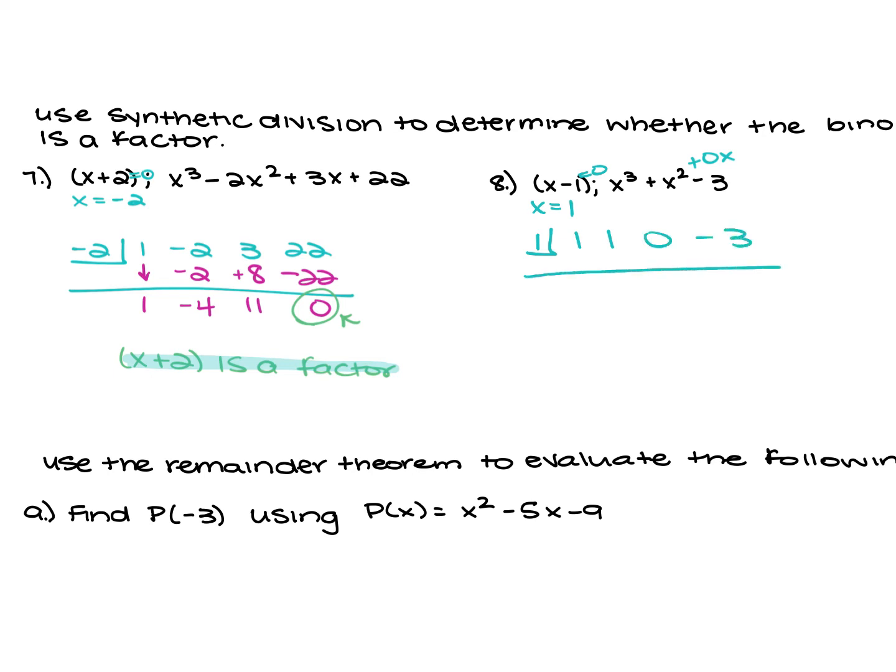Your first 1 drops down. 1 times 1 is 1. You put it underneath your next one, add it, that gives you 2. 2 times 1 is 2. Put it underneath the 0 and add, that's 2. 2 times 1 is 2. Add it with the -3, that's -1. Look at your remainder. Your remainder is not 0, so that x minus 1 is not a factor.